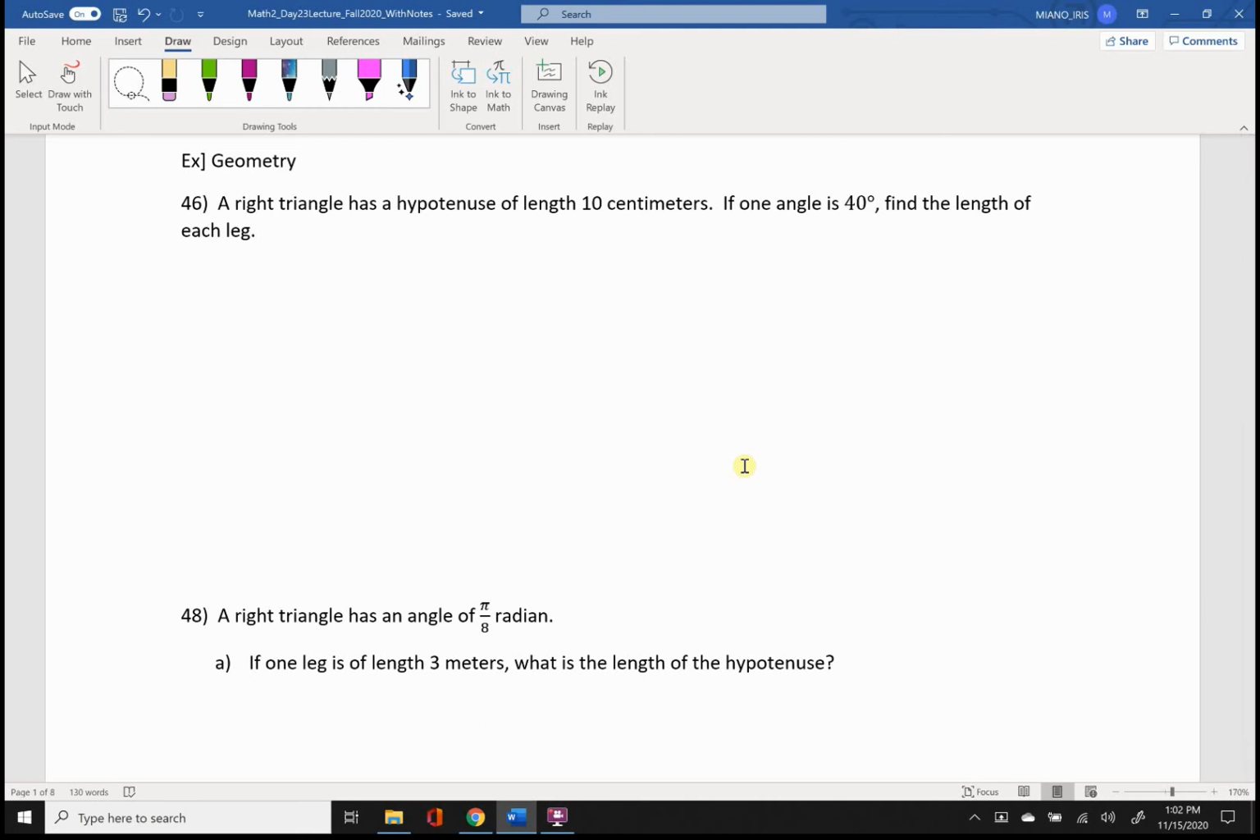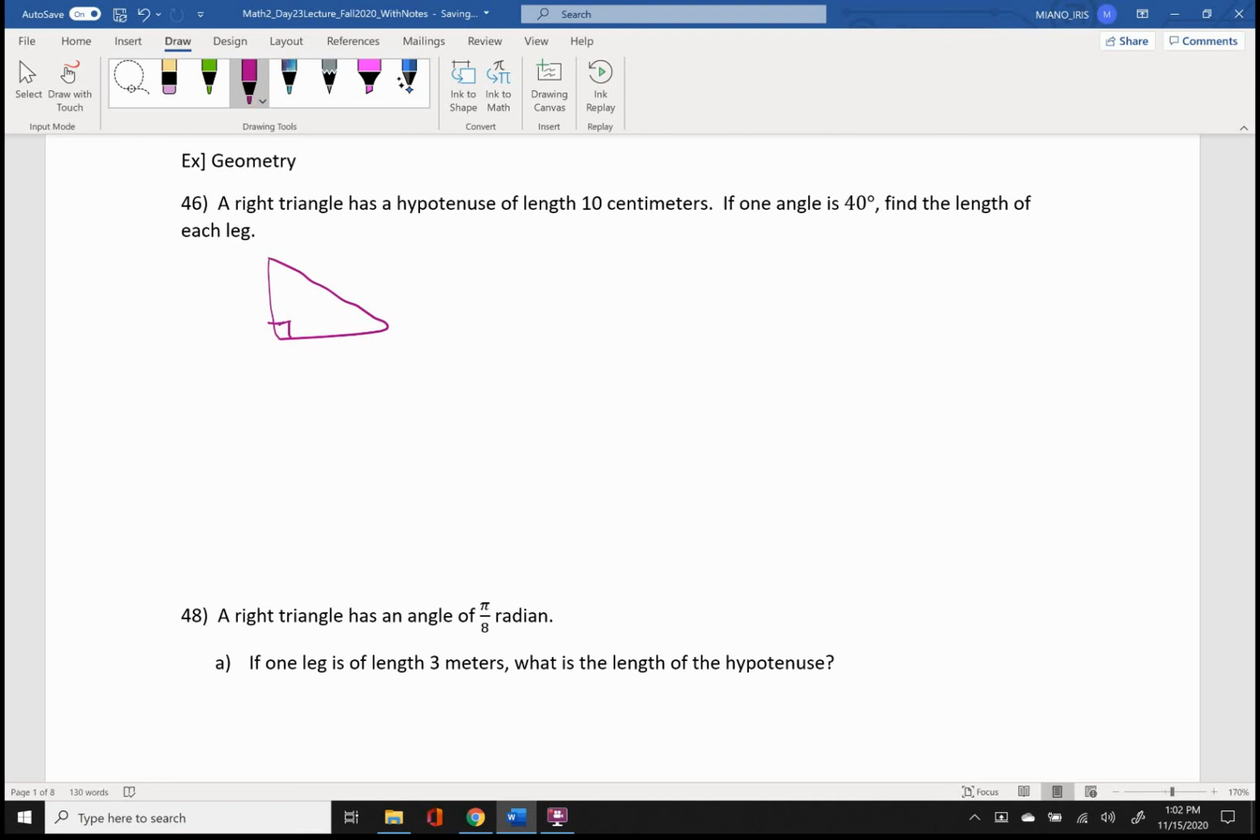So let's go ahead and look at number 46 here, in which a right triangle is described that has a hypotenuse of 10 centimeters. If one angle is 40 degrees, find the length of each leg. Okay, so the thing that we should do here is start things off with a drawing. I'm just going to have a very rough drawing here of a right triangle. Here we go. There's a little box there indicating the location of the right angle.